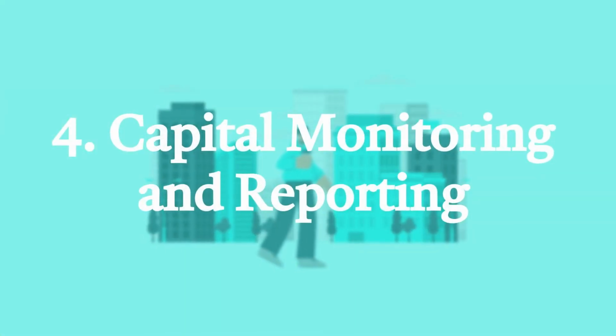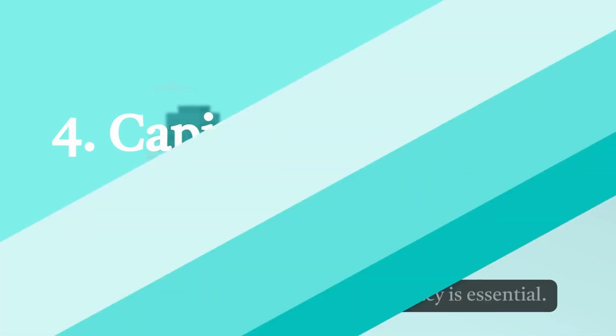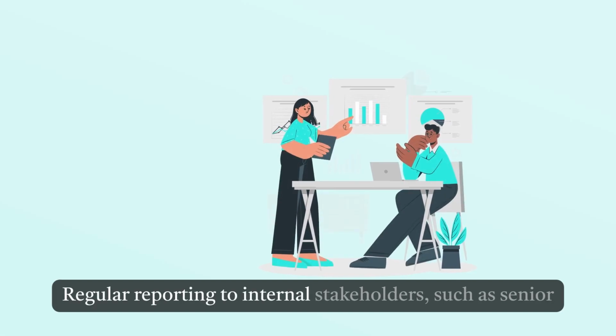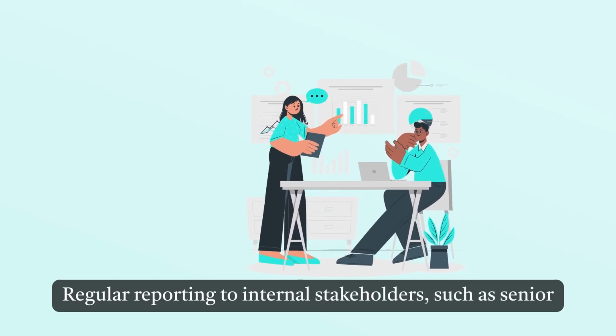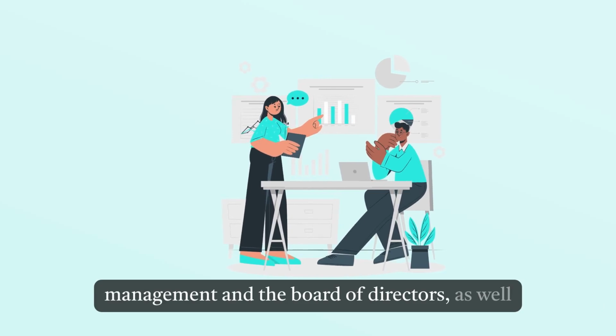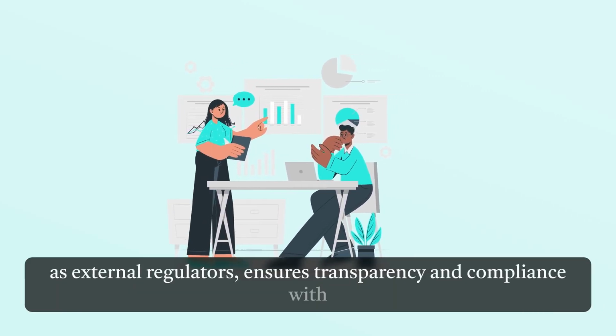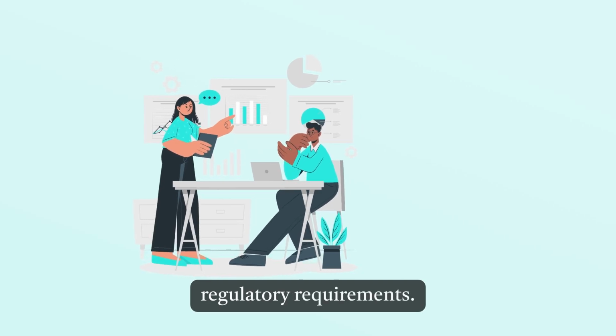4. Capital monitoring and reporting. Continuous monitoring of capital adequacy is essential. Regular reporting to internal stakeholders, such as senior management and the board of directors, as well as external regulators, ensures transparency and compliance with regulatory requirements.